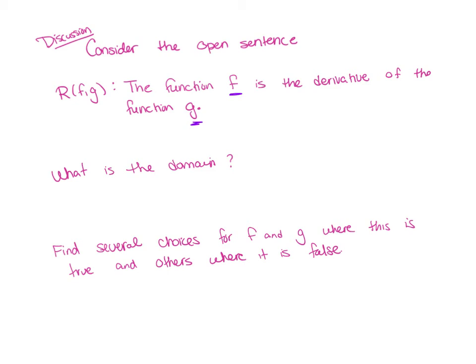And then I want you to find several choices for f and g where this statement is true, and then others where it's false. Once you replace the f and g with specific functions, that open sentence turns into a statement because then it's either true or false. So find some true statements and find some false statements by picking different options for f and g.